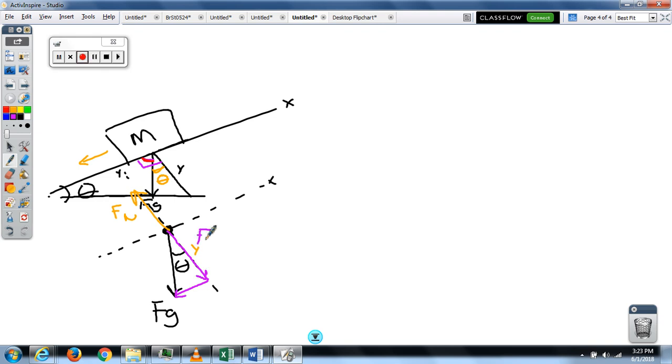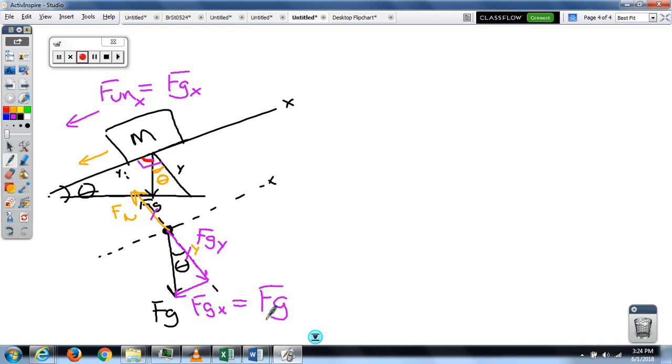So this is Fgy, that balances with Fn, and then this Fgx is the component that's left that is in the direction of the ramp that causes the box to slide. So Fnet in the x direction is Fgx. Now, to use your trig, this is the opposite side of the triangle with respect to that angle.